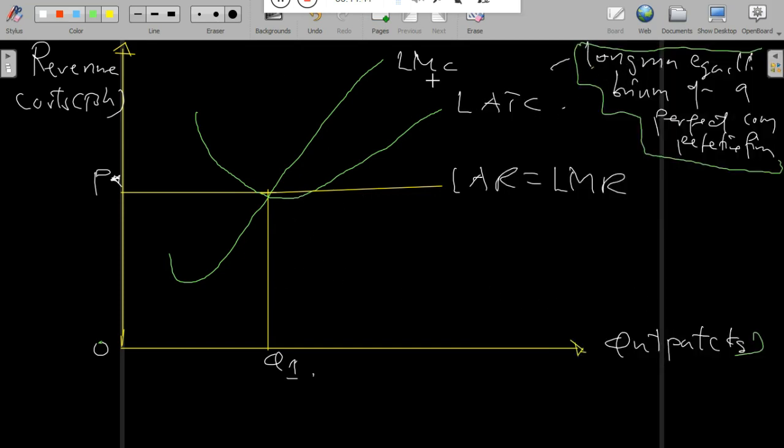So as you can observe at price star, from this graph over here, the long run marginal cost is equal to the long run marginal revenue. The long run average total cost is equal to the long run average revenue. So a firm maximizes profit because at this level the long run marginal cost is equal to the long run marginal revenue.